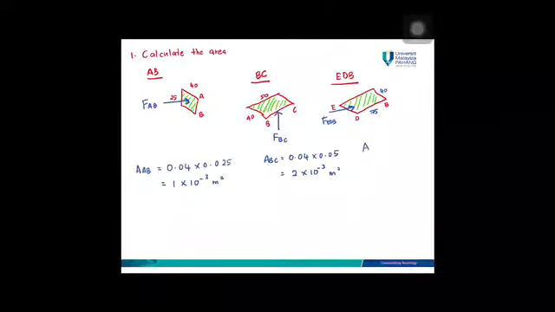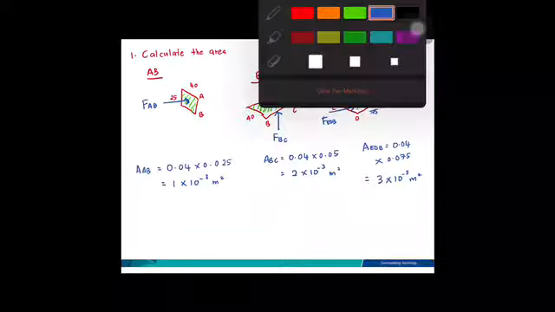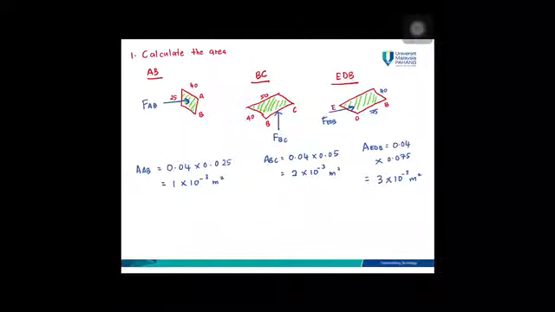And area for EDB is equal to 0.04 times 0.075 is equal to 3 times 10 power of negative 3 meter square. Now you have the area. Now we need to calculate the force: FAB, FBC, and also FEDB.